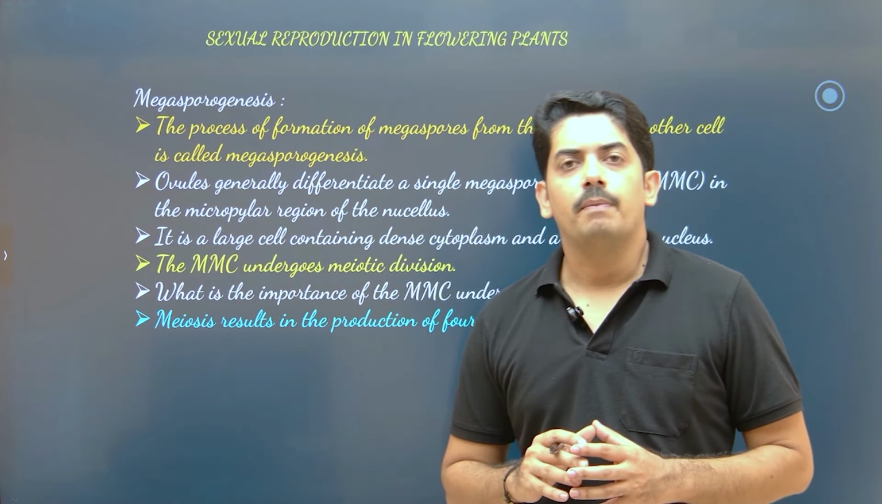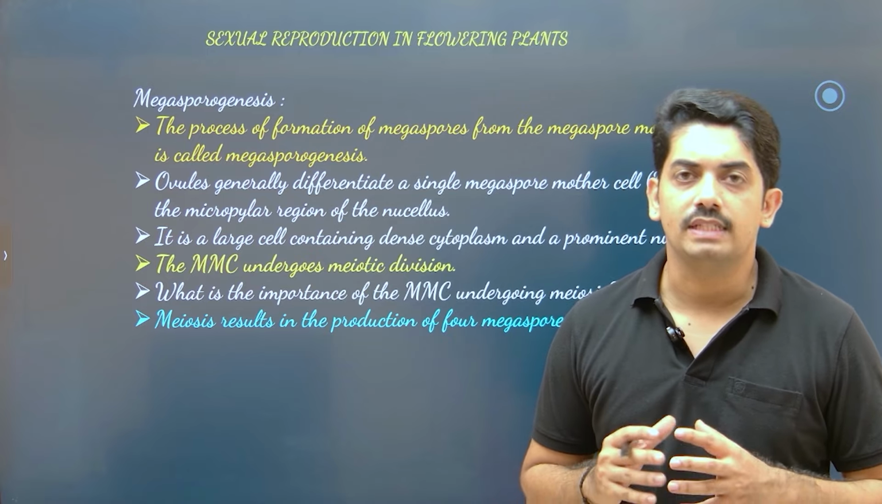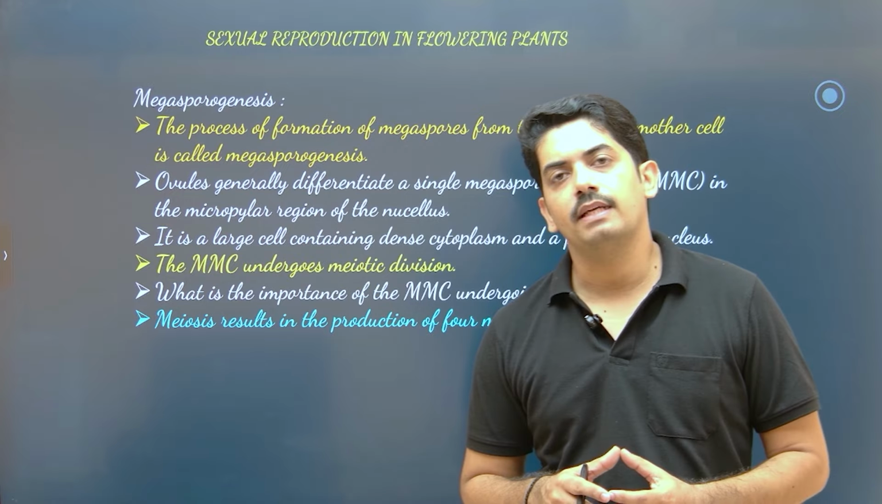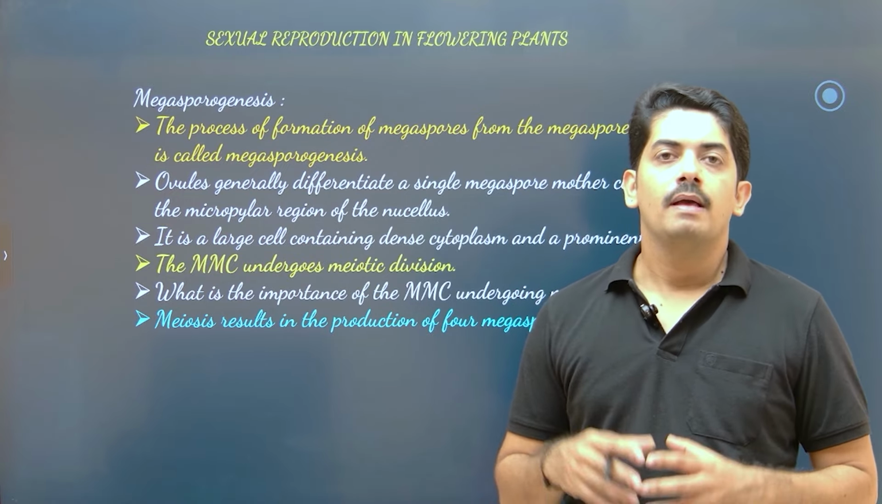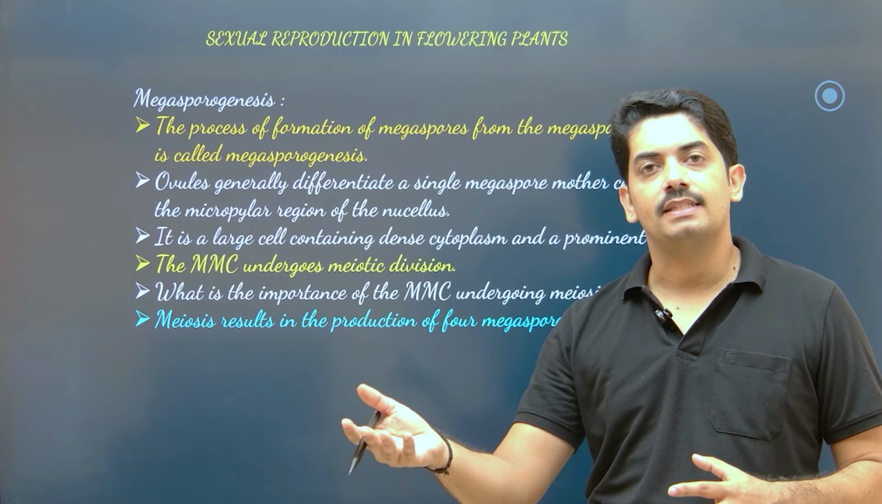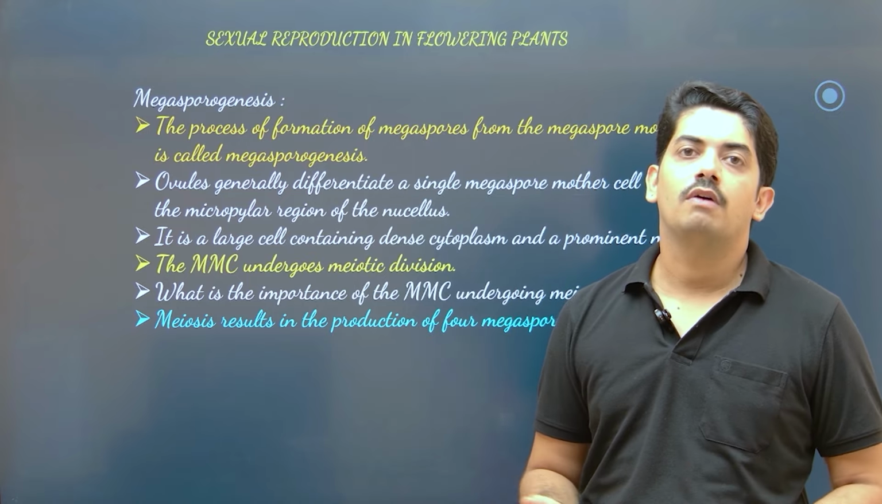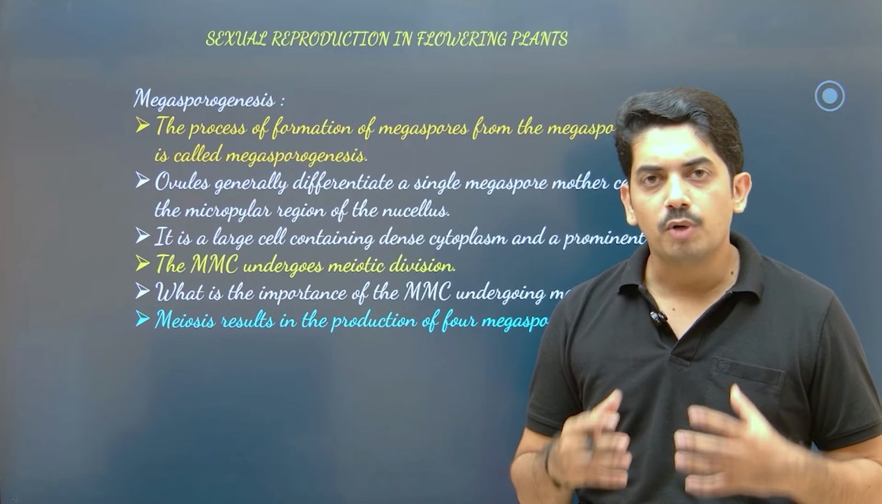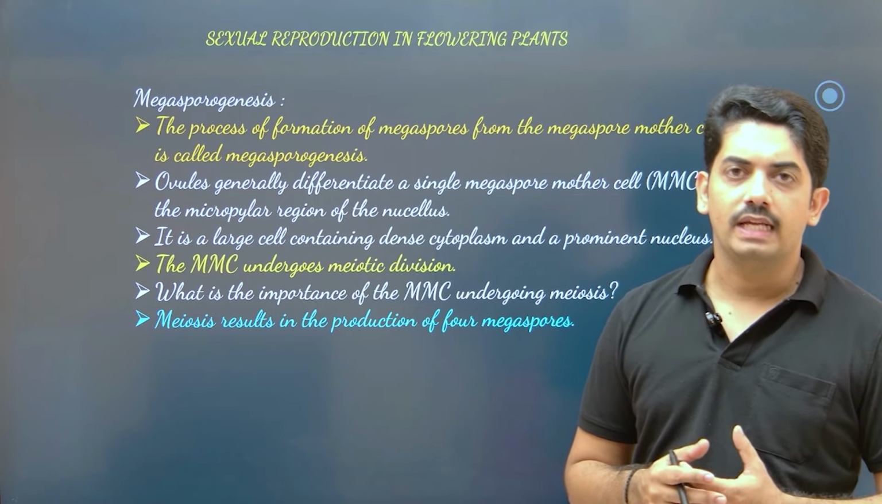Now coming to the topic, megasporogenesis. Genesis means something related to formation. Megasporogenesis means the formation of megaspore. It's a process. How is the megaspore formed?